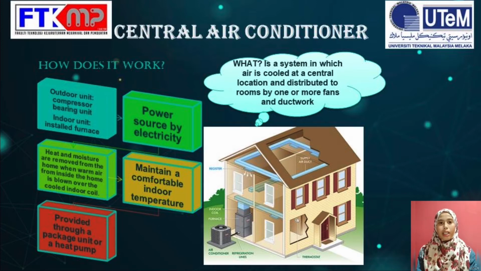How does it work? It is a split system with one outdoor unit, also known as the compressor-bearing unit, and the indoor coil is usually installed on top of the furnace in the home. The compressor pumps the refrigerant through the system to get heat and moisture from indoors and remove it from the home, using electricity as its power source. Next, heat and moisture are removed from the home when warm air from inside the home is blown over the cooled indoor coil. Lastly, the heat in the air transfers to the coil, cooling the air.